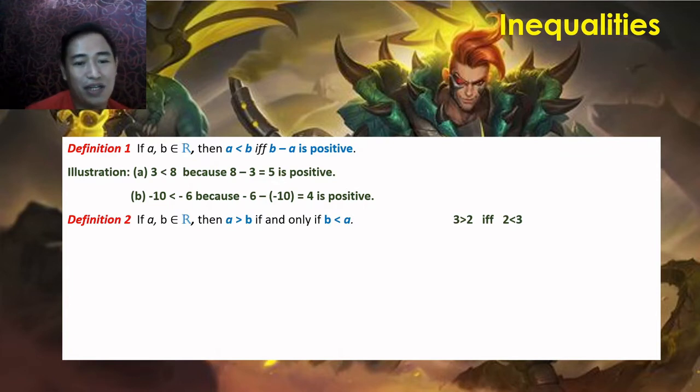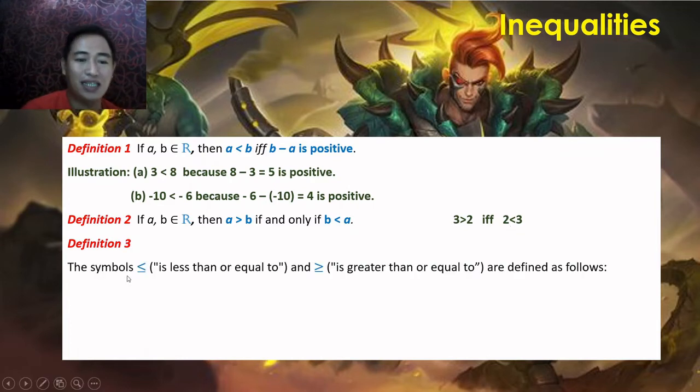Definition number 2: if A, B are elements of the real numbers, then A is greater than B if and only if B is less than A. So, as in the examples, if it is greater than, it can also be read as less than. So, 3 is greater than 2 if and only if 2 is less than 3.